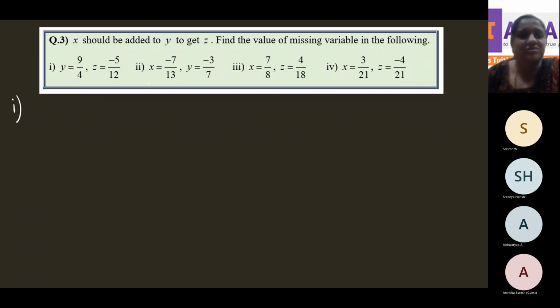So the second one will be not the second one. The third one is a test. Okay. I'll do the first one. Now see the first one.